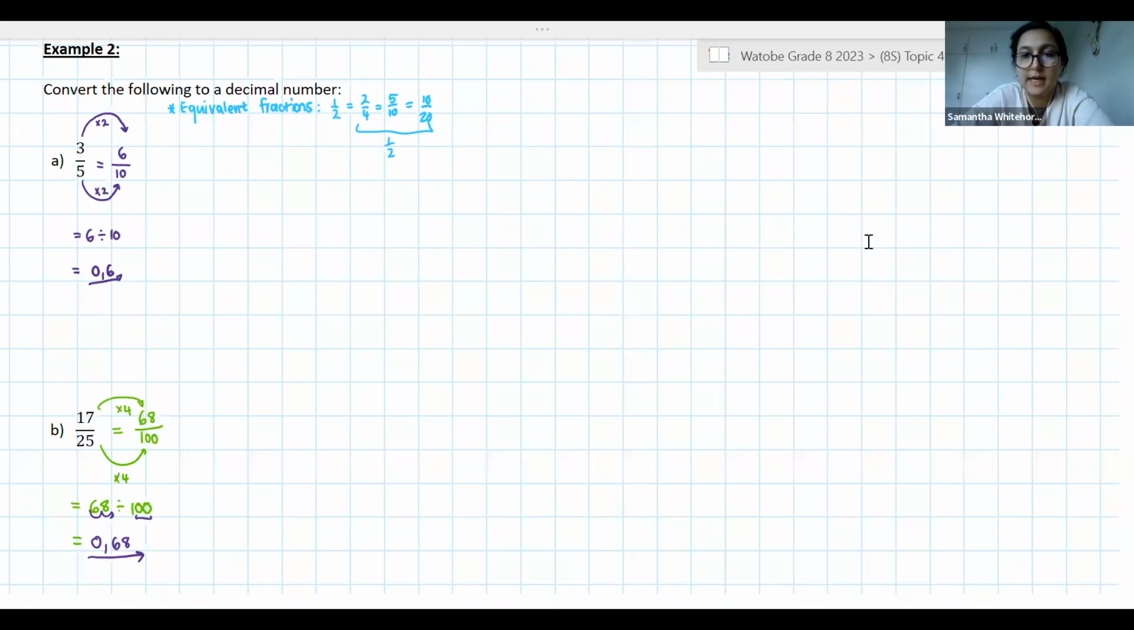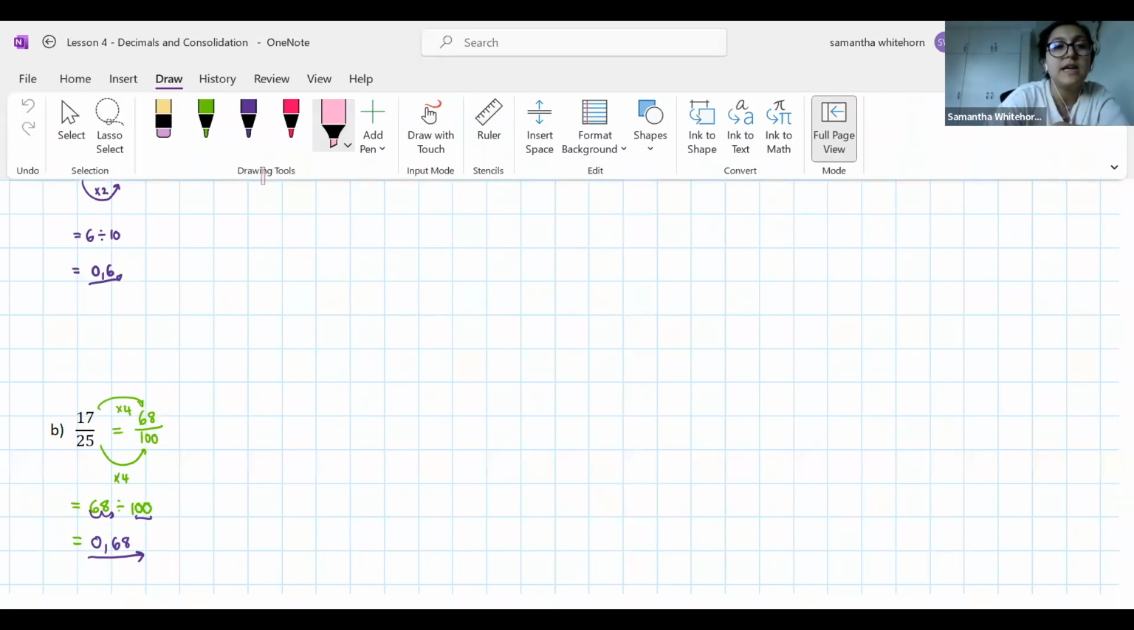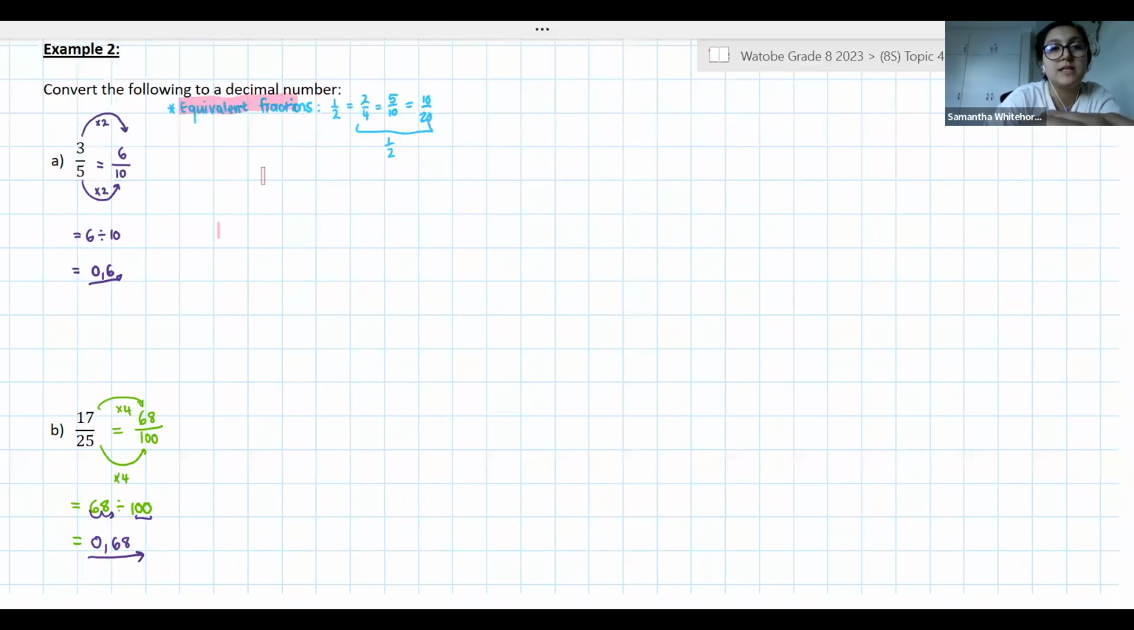Hello, ma'am. Ma'am, I would like to ask, is it a must to multiply the numerator and the denominator by the same number? Yes, we have to, because remember what we want to do is create an equivalent fraction. If we don't, we're changing the meaning of the fraction, which we don't want to do. We want it to mean the same thing, just in a more user-friendly format. So we have to multiply top and bottom by the same thing.